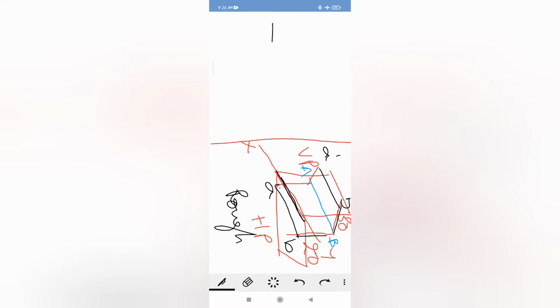Now let us draw the projection. Whenever you tilt the horizontal plane in the clockwise direction up to 90 degrees, the VP remains at the top itself and HP comes below the reference line XY.